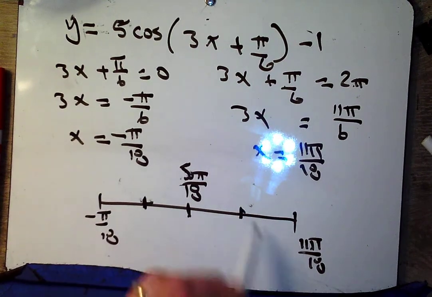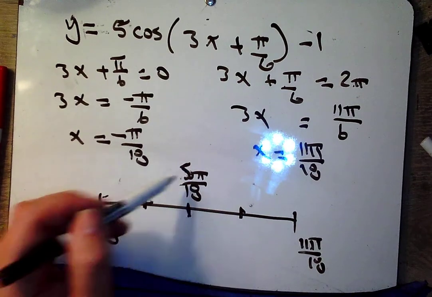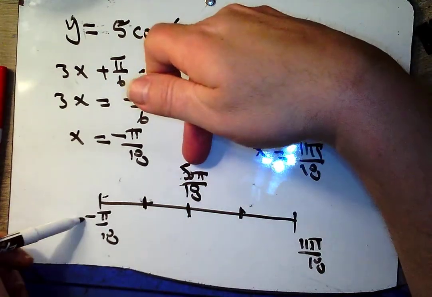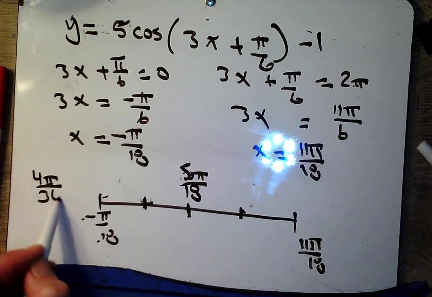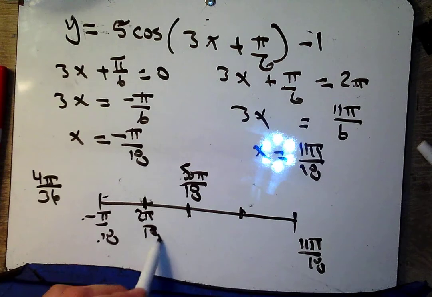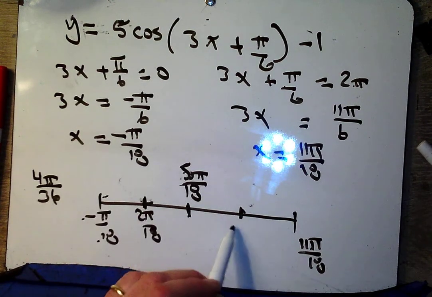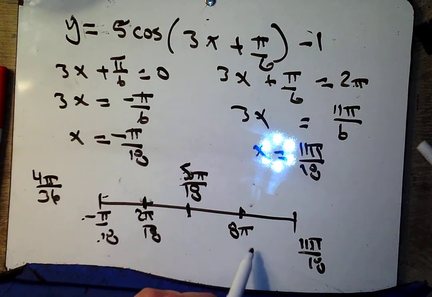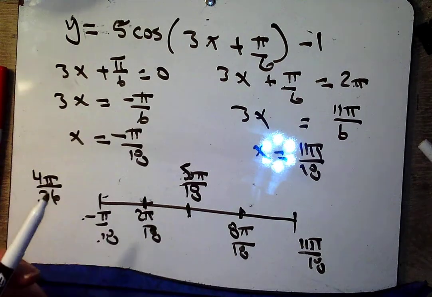But I need quarter points, and so I need to average these. I'll add the numerators and double the denominator: 4 pi over 36, or 2 pi over 18. And now I see this goes up by 3, and up by 3, and up by 3. You get 8 pi over 18. Okay, so those are my points, and now it's time to draw in the shape.